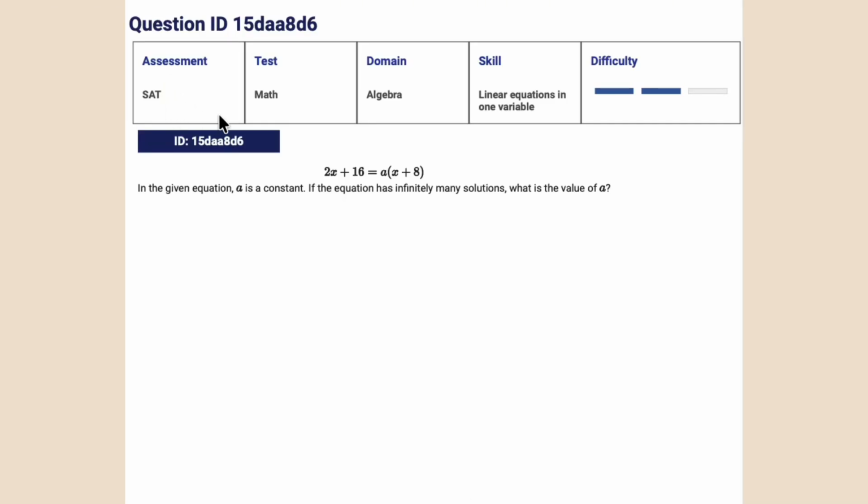We're solving SAT maths questions in the domain algebra. The difficulty level is medium. If you'd like to know how I've selected these questions, you can go back to the first video in this playlist. Let's start reading the question now.